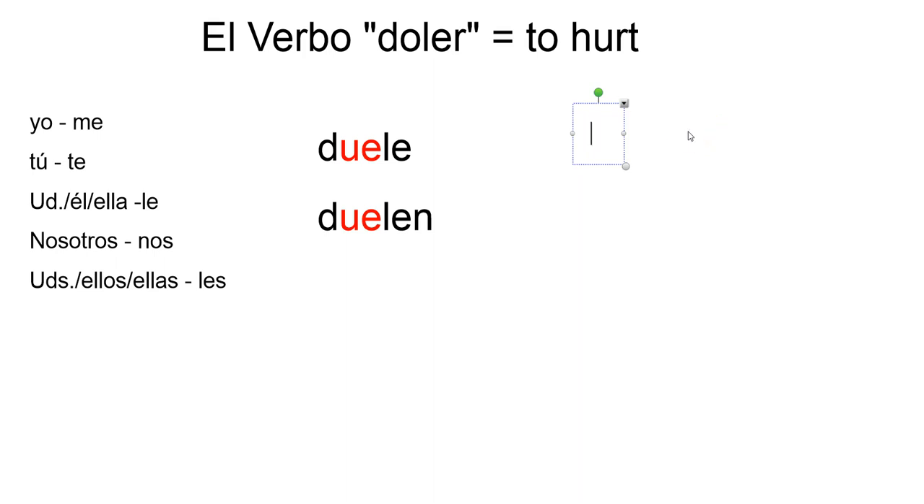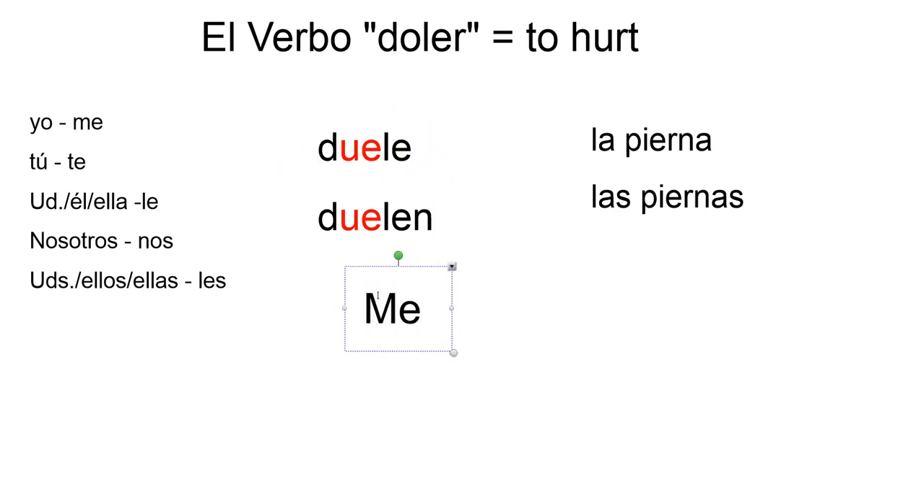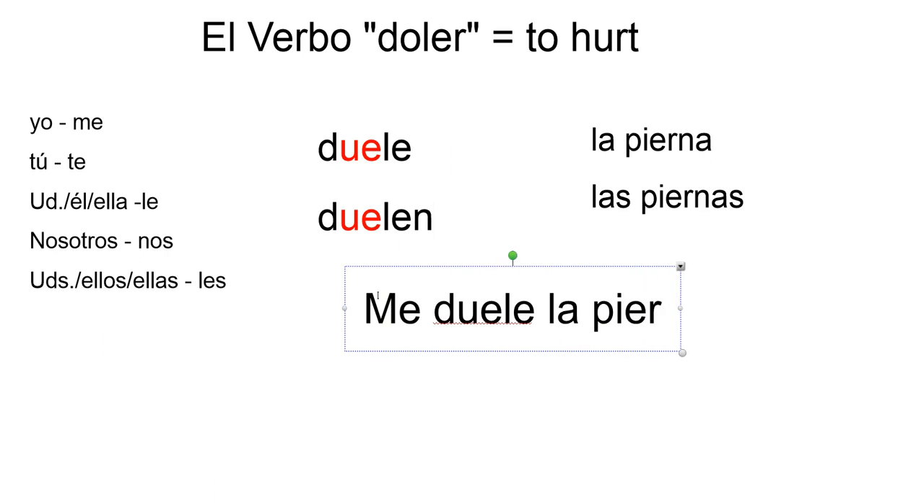Let's do, for example, la pierna, and then las piernas. This is a good example. So, la pierna is the leg. Las piernas is the legs, more than one leg, right? So, if we're going to use la pierna, we're going to use duele. For example, if I want to say my leg hurts, you're going to say me duele la pierna. If you're going to say your leg hurts, te duele la pierna.